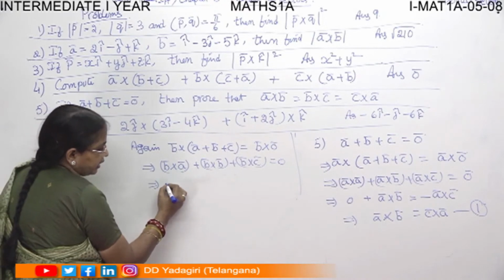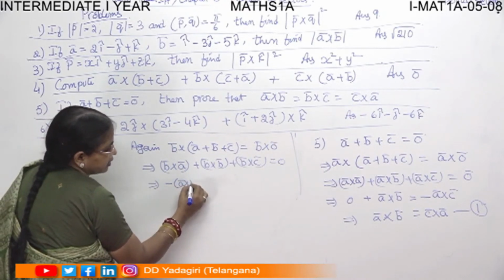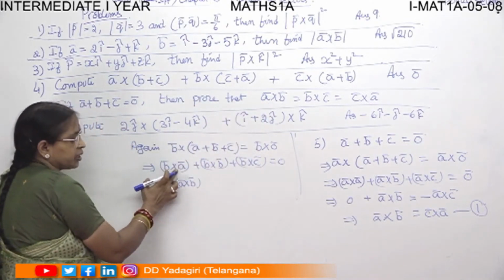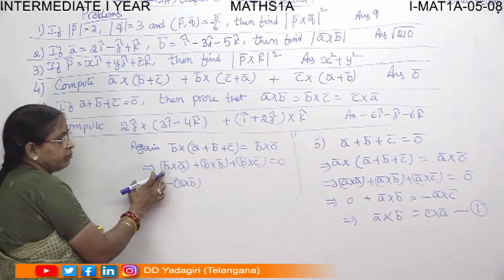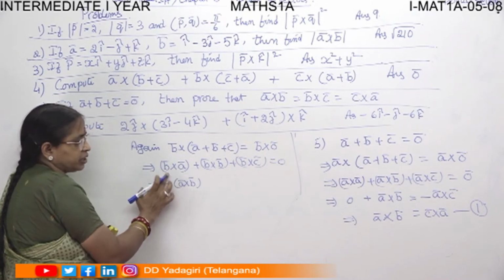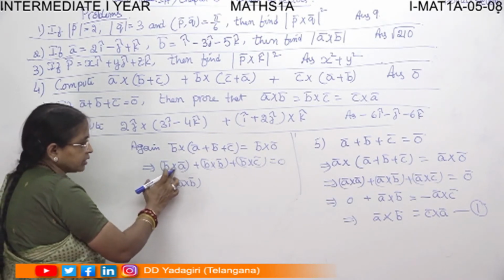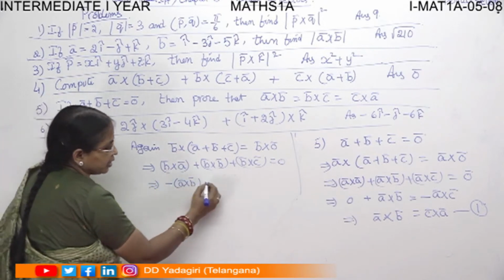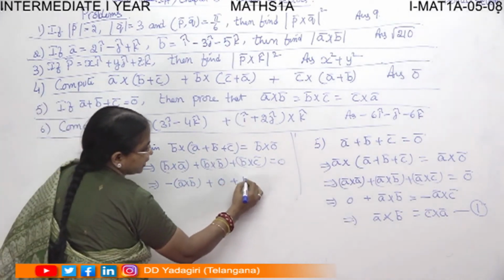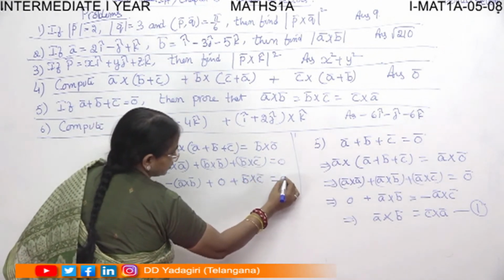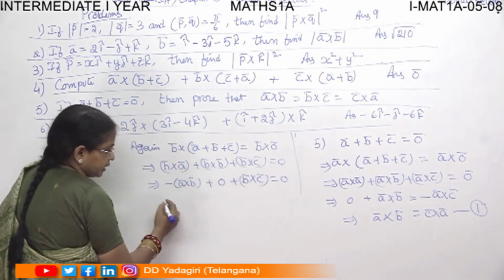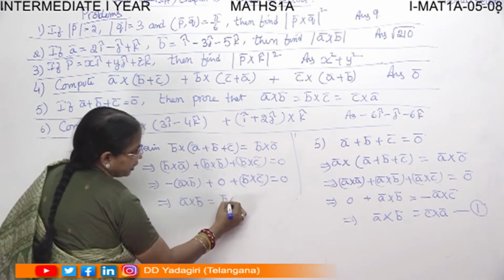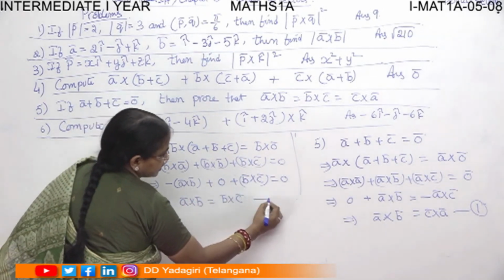So B cross A I can write as minus A cross B, because in the required equation we have A cross B. So we should also write this in A cross B. So when I have to write in A cross B, I should interchange these two vectors. So we should change the sign. So minus A cross B plus 0 plus B cross C is equal to 0. Now take A cross B to that side, and you will get A cross B is equal to B cross C. So this is second equation.